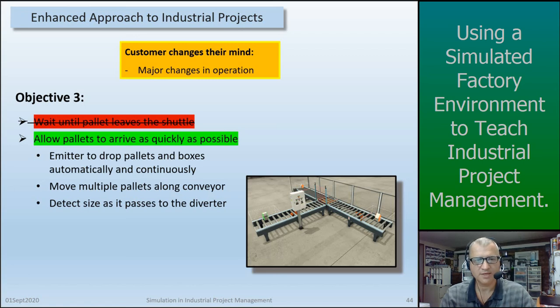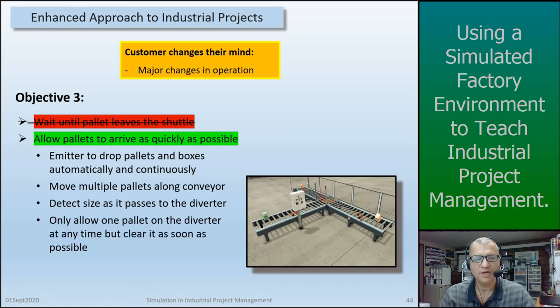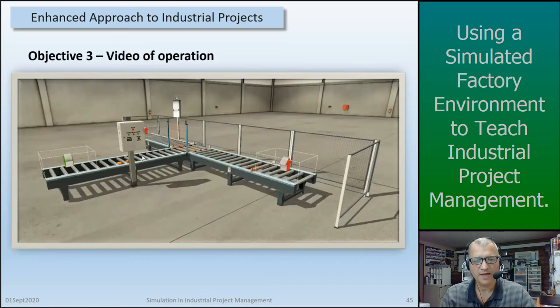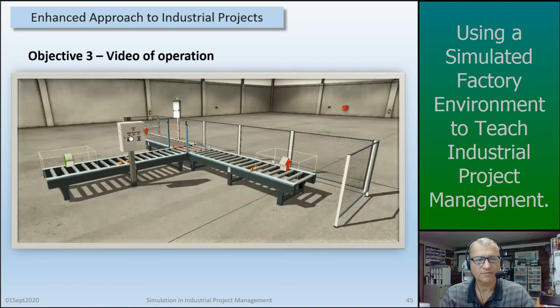We're going to still detect the size as it passes to the diverter, but we're only going to allow one pallet on the diverter at any time, but clear as soon as possible. Shuttle left and right depending on height still. I have a video of that last operation. System in automatic mode. Press cycle start. And now I start loading pallets and boxes as quickly as I can.